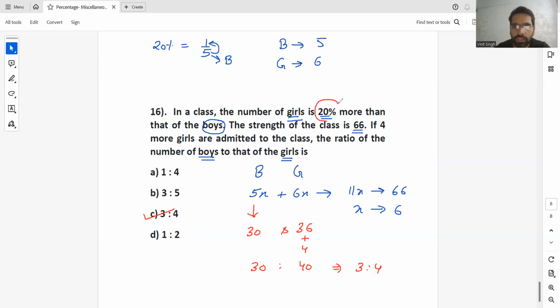Clear? First of all, we take the fraction value of 20%, which is equal to 1/5. Here we are comparing how many girls are there with respect to boys. 20% more, so the denominator value will act as the number of boys, which is 5. So girls will be 6. After addition, 5x plus 6x, 11x, which is equal to 66. X is equal to 6. 5 into 6, 30. 6 into 6, 36. After 4 more girls, the total number of girls becomes 40. So the ratio becomes 3:4.